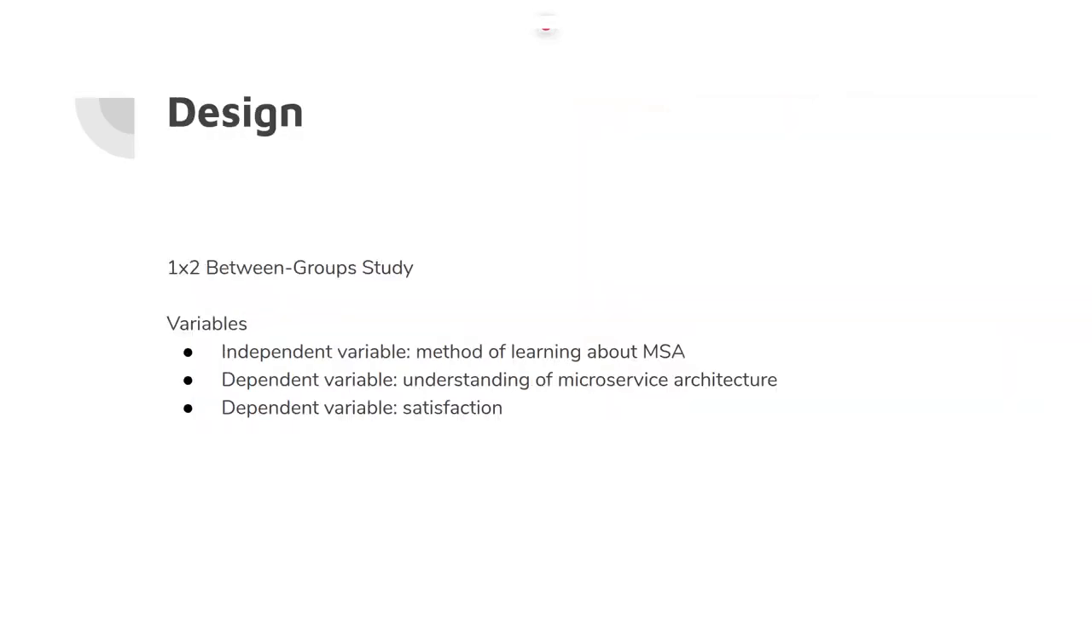So the design of our study is a 1-by-2 between groups study. What that means is we have 1 factor that we're going to apply different levels of, which is the method of learning about microservice architecture. And between groups means that we're going to have 2 different groups that are doing different things. So our independent variable, obviously, is the method of learning about microservice architecture, but our 2 dependent variables are the understanding of microservice architecture and the satisfaction while using either interface, which we're going to talk a little bit more about.